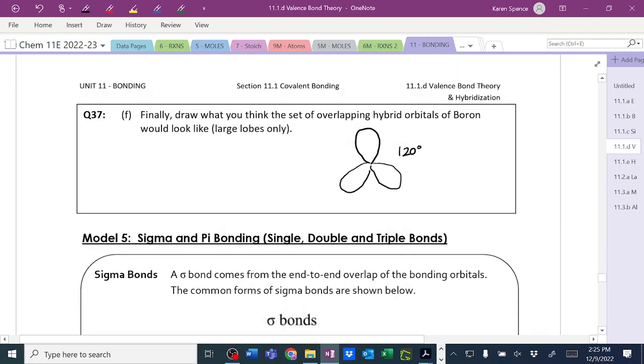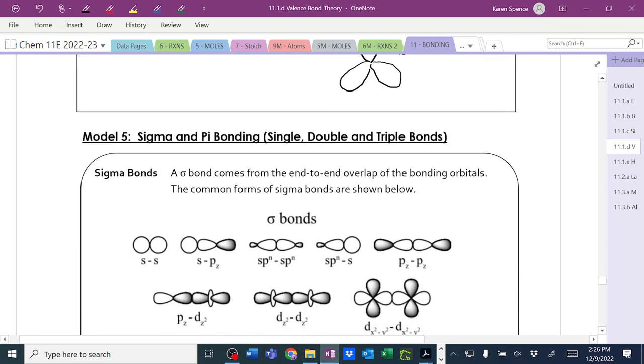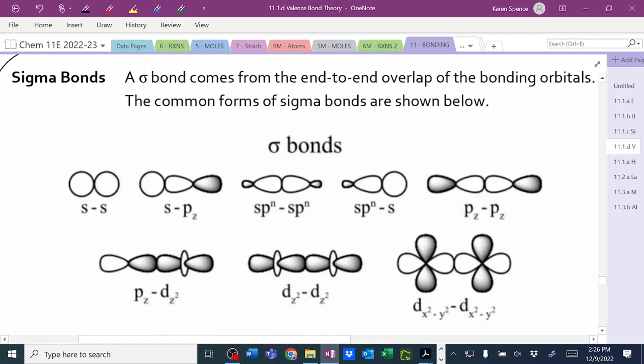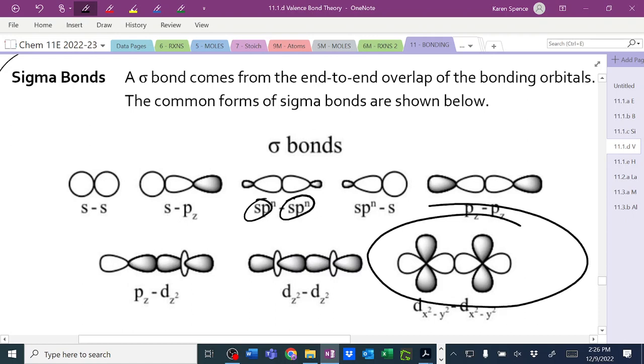Now, sigma and pi bonding, which we have already talked about. So we're just going to look at all the various different possible sigma and pi. Sigma bonds can be caused by s-s overlap, by s-p overlap, by any hybrid orbital overlapping head-on with another hybrid orbital, a hybrid orbital overlapping with s, a p overlapping with p, a p overlapping with a d, or a d overlapping with a d in this orientation. Those are all sigma bonds because they're all head-on.